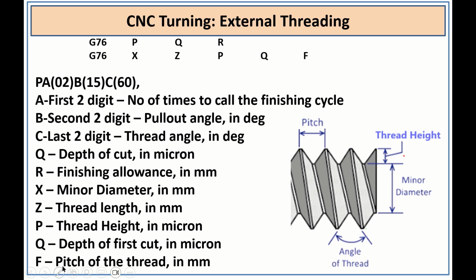And then F indicates the pitch of the thread. So pitch of the thread, here if you see, this is the pitch of the thread. This pitch of the thread may be sometimes 2 mm or 3 mm, that we need to mention here. Here F is not the feed, it is only the pitch of the thread. So we need to remember that compared with other cycles.